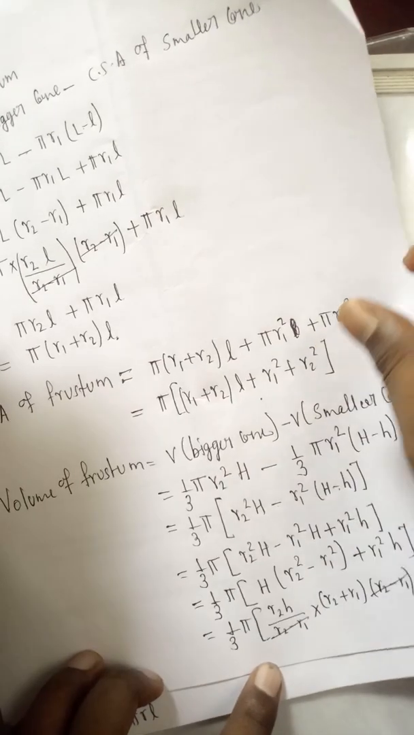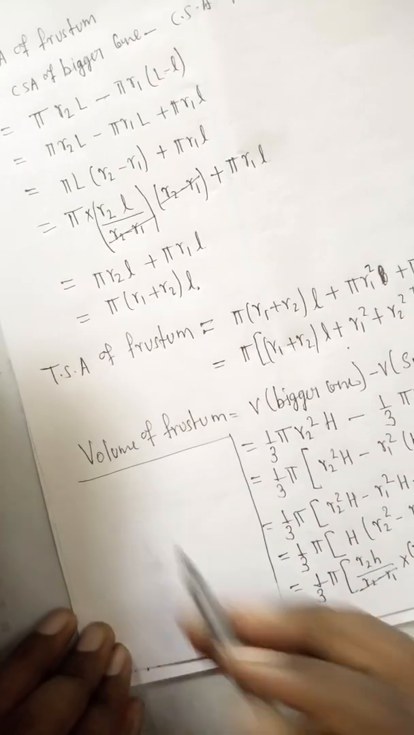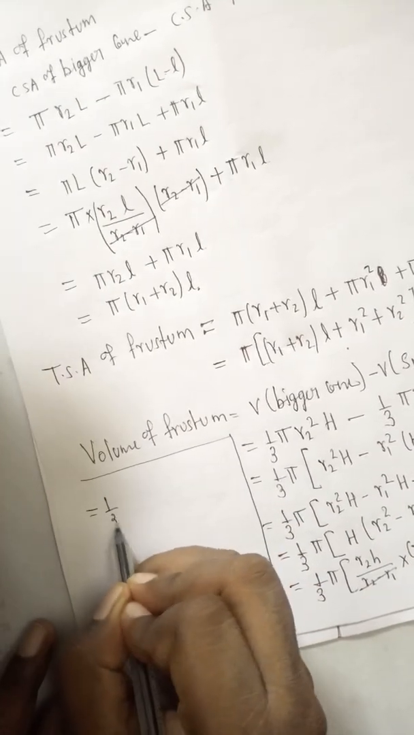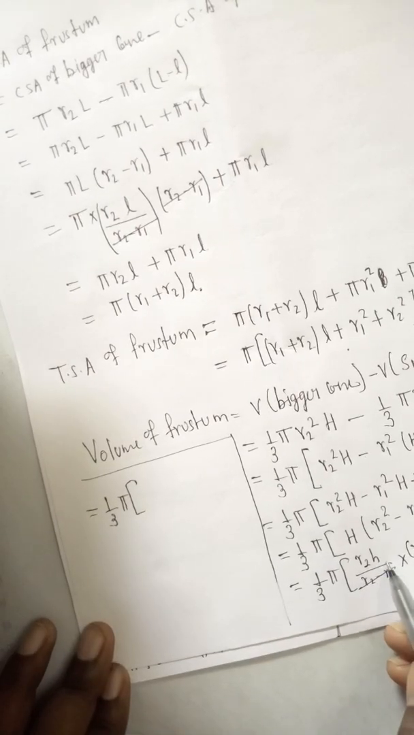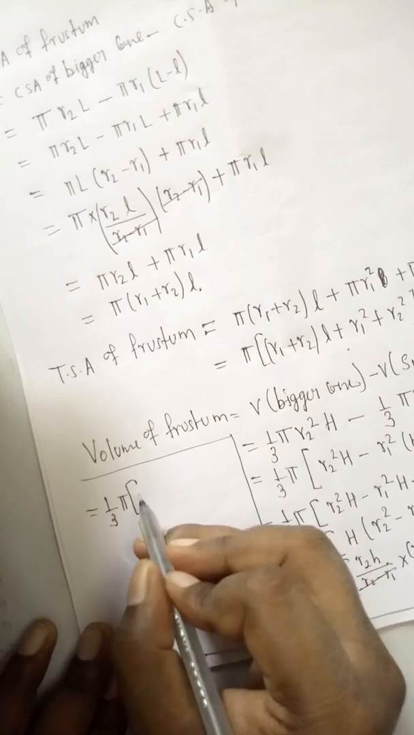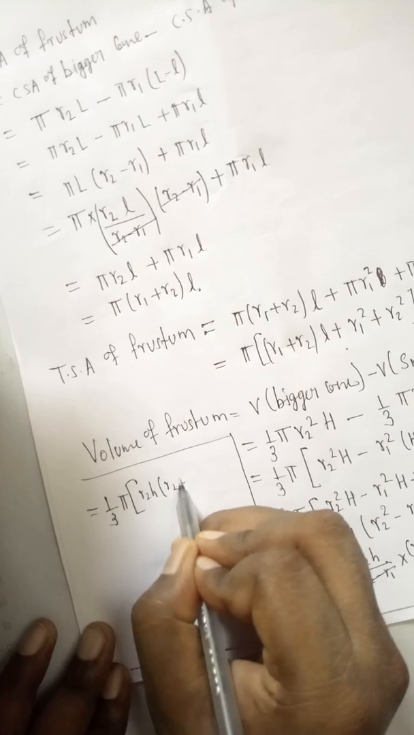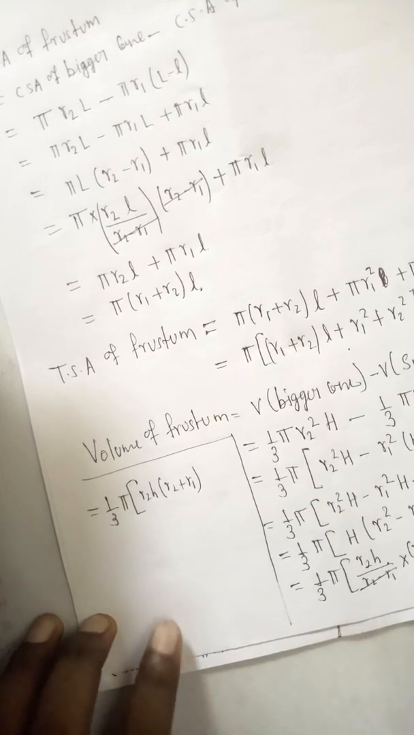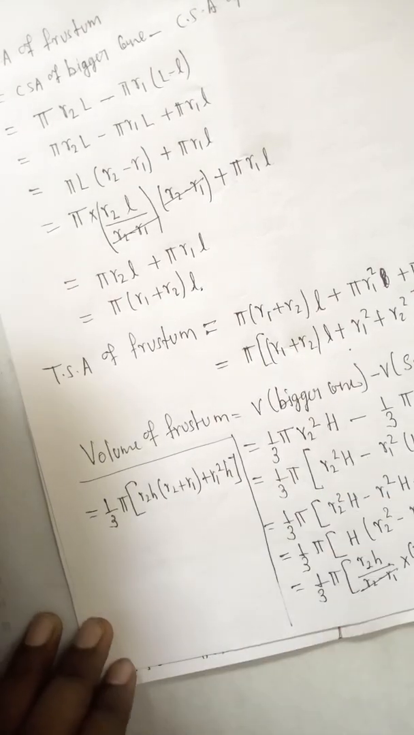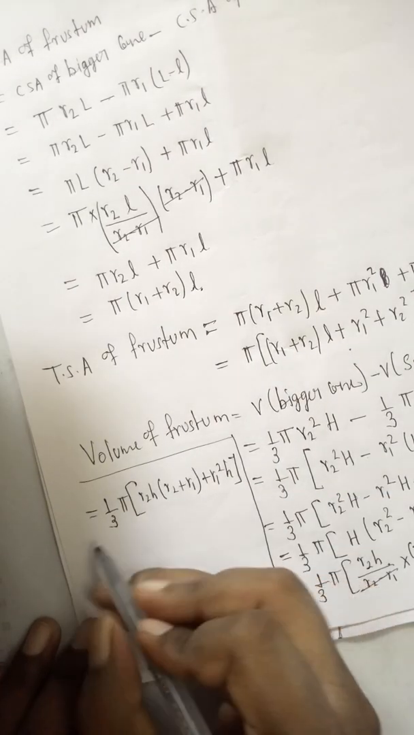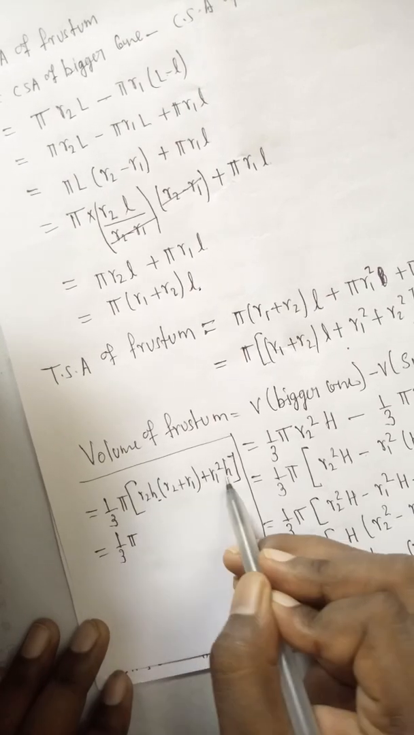So after this, I'm writing here so that you can get it easily. So 1 upon 3 pi is already there. In bracket now you have r2 h, right? So this is r2 h, in bracket you have r2 plus r1, and this is r1 square h. Hope this is clear to you all. So from here you can take 1 upon 3 pi, you can take h common.